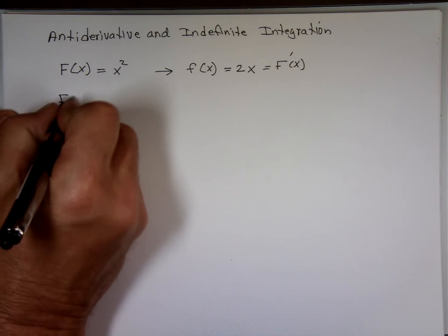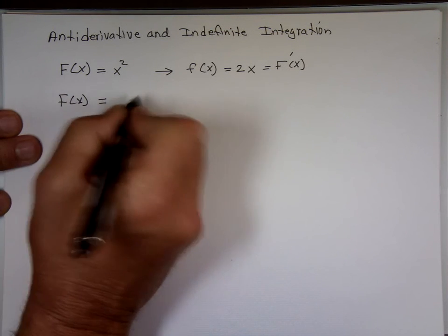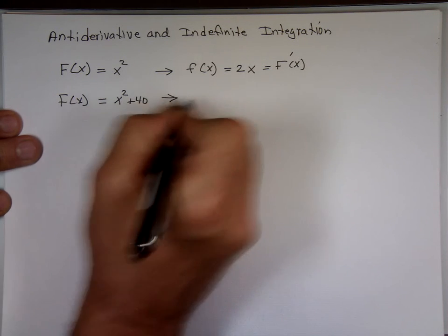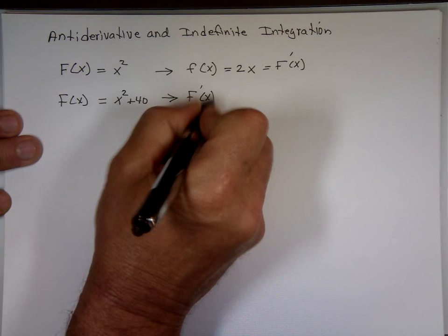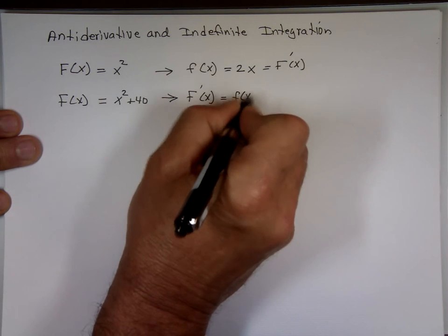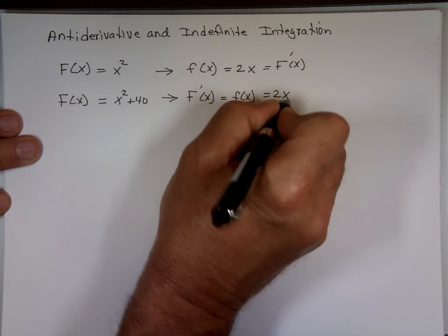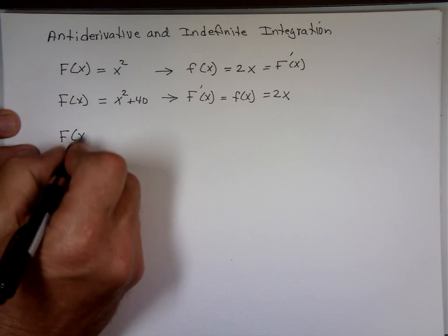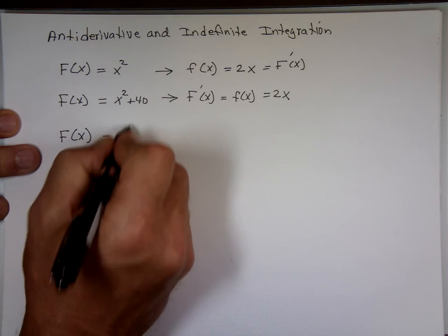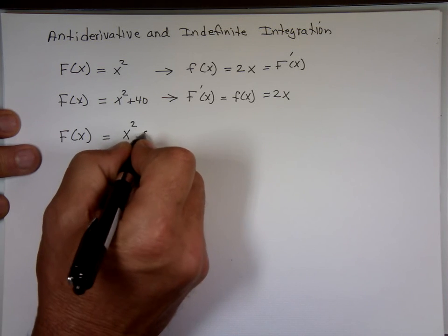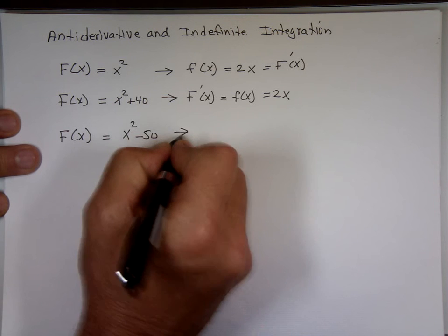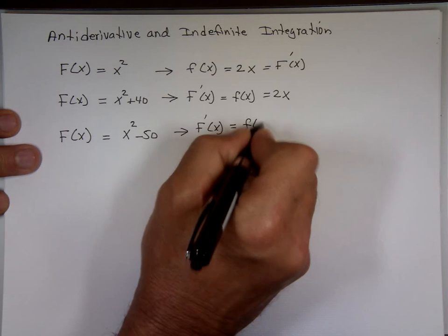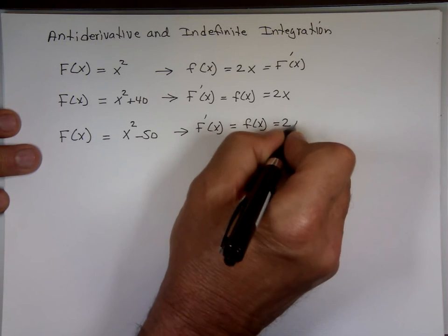Now, f of x equals x squared plus 40. What's the derivative of that? It's 2x. If I have f of x equals x squared minus 50, what's the derivative of that? That's 2x.